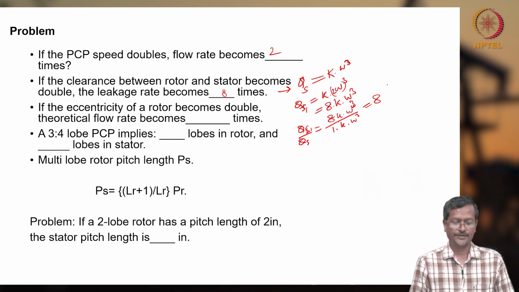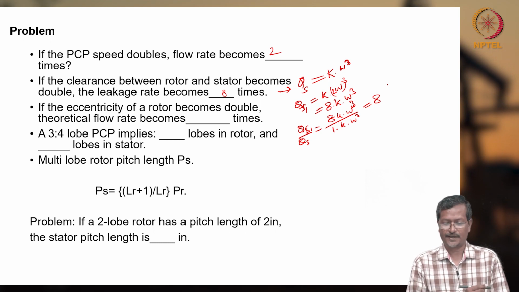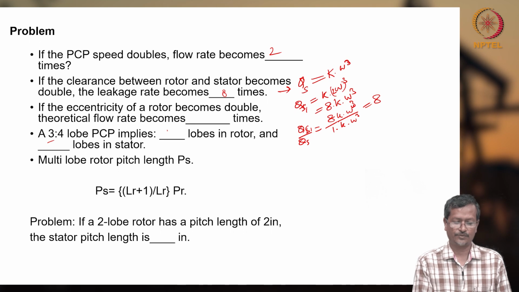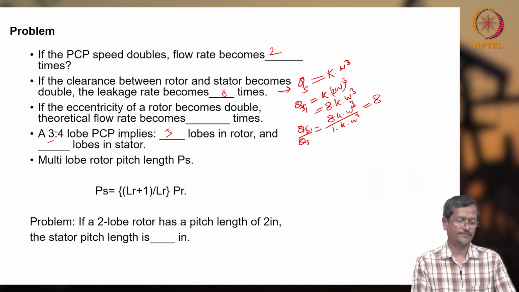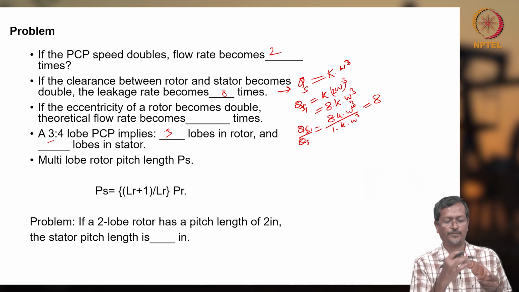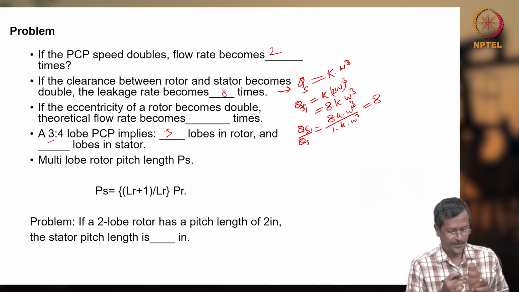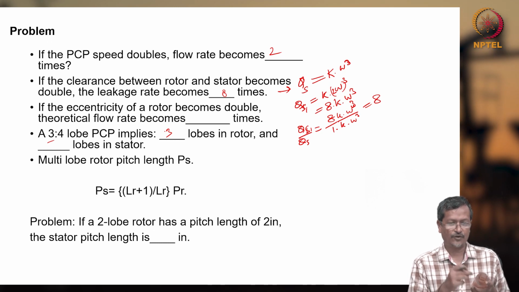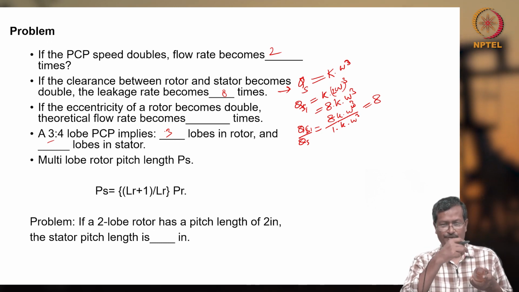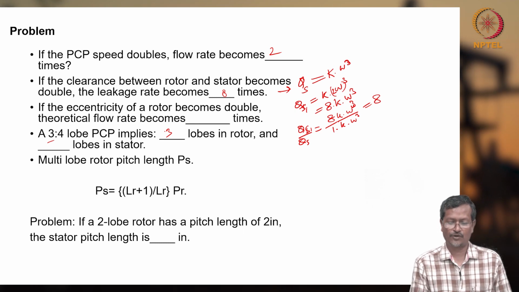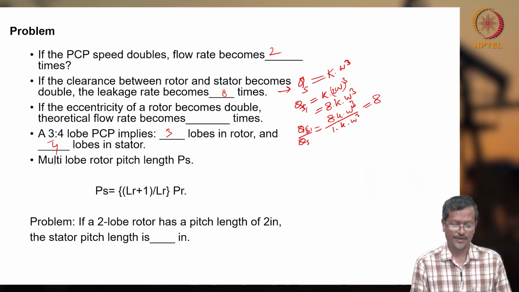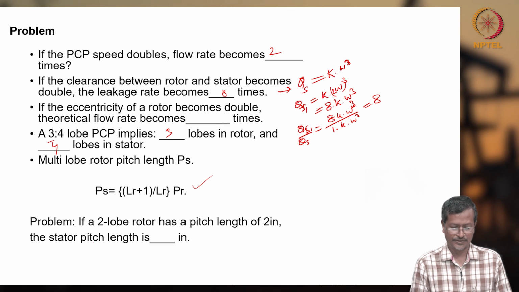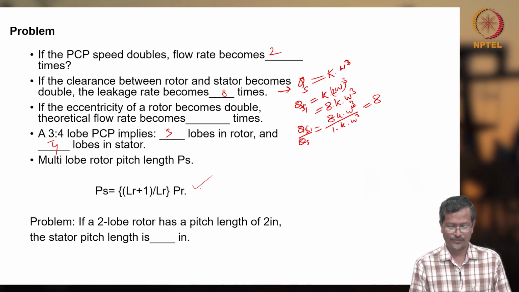Now a 3:4 lobe PCP implies 3 lobes. Actually, it will be rotor 3. You can see this PCP, one lobe. One lobe means this one circle, and two lobes means there are two ends, one end here, another end here. If you have 3 lobes, then 3 ends will be there in the stator. So 3:4 means 3 lobes will be on the rotor and 4 lobes in the stator. Multi-lobe rotor pitch length formula, this formula is already given. Problem: if a 2 lobe rotor has a pitch length of 2 inches, the stator pitch length will be, use the formula.